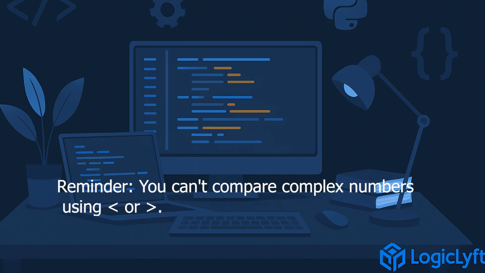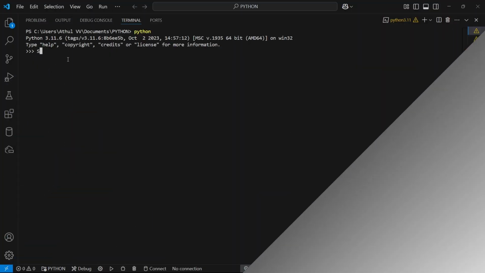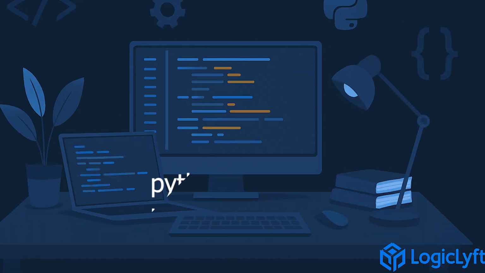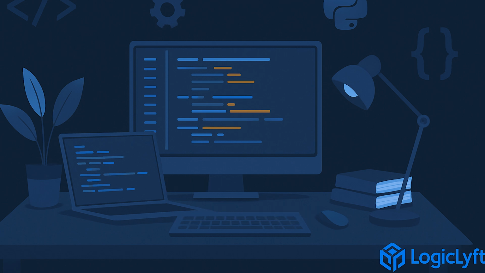Section: Strings and bytes. Strings represent text, the str type. Bytes are sequences of raw data, the bytes type. Example: Python s = "hello", b = b"hello", print(type(s)) # str, print(type(b)) # bytes. And we have raw strings, like Python r"path\to\file".